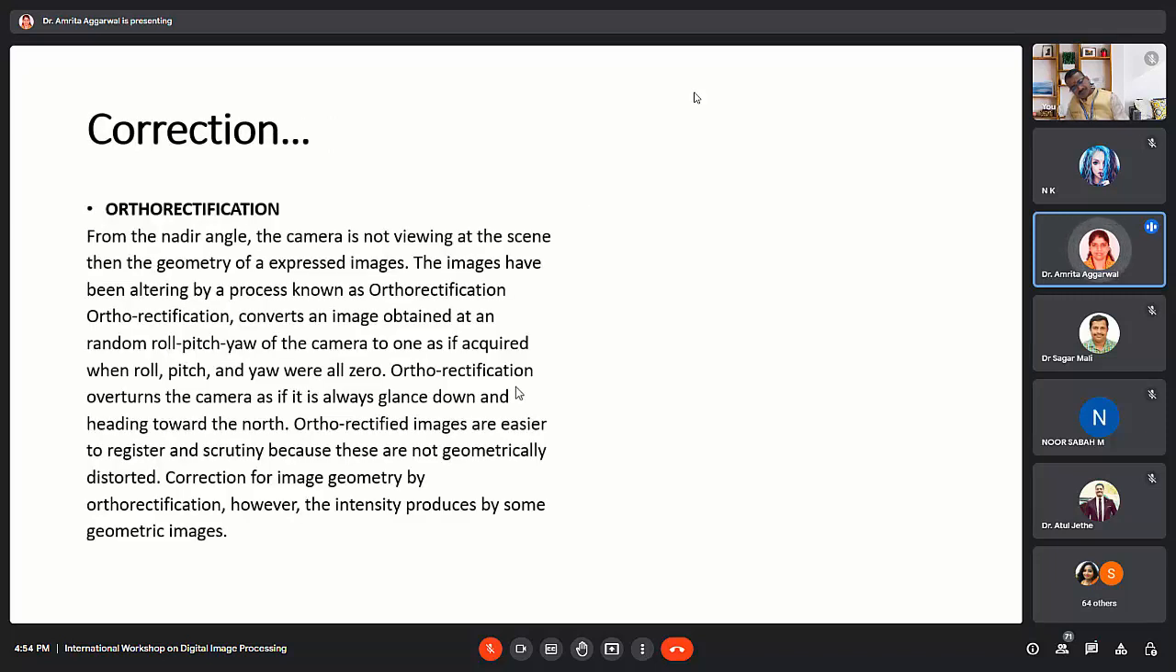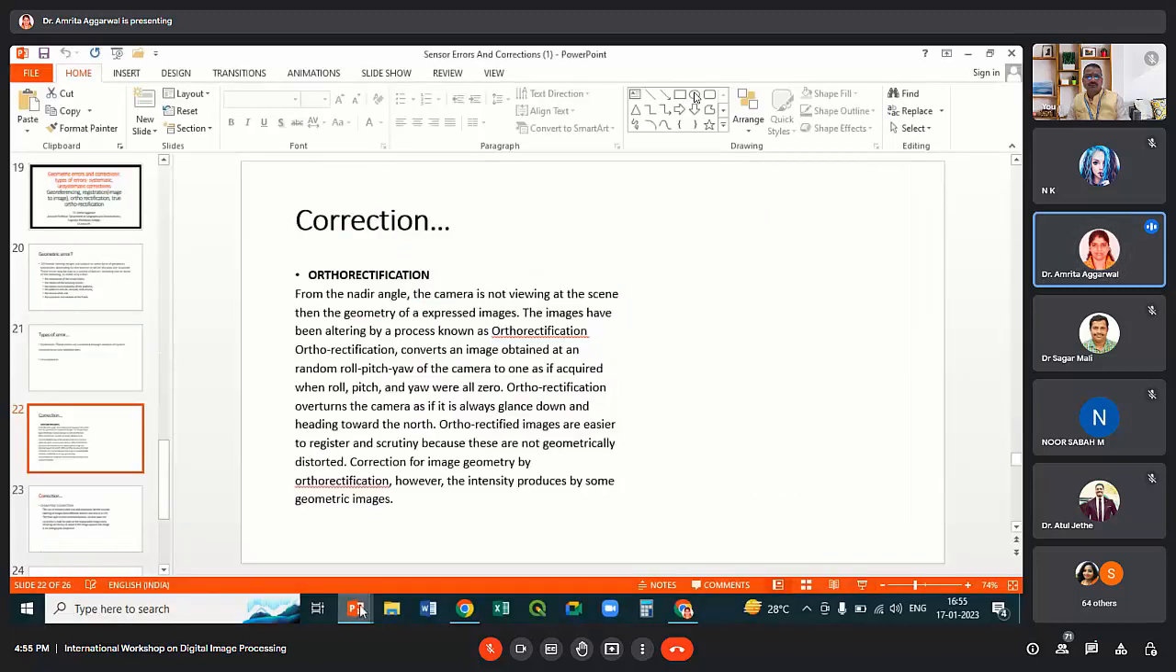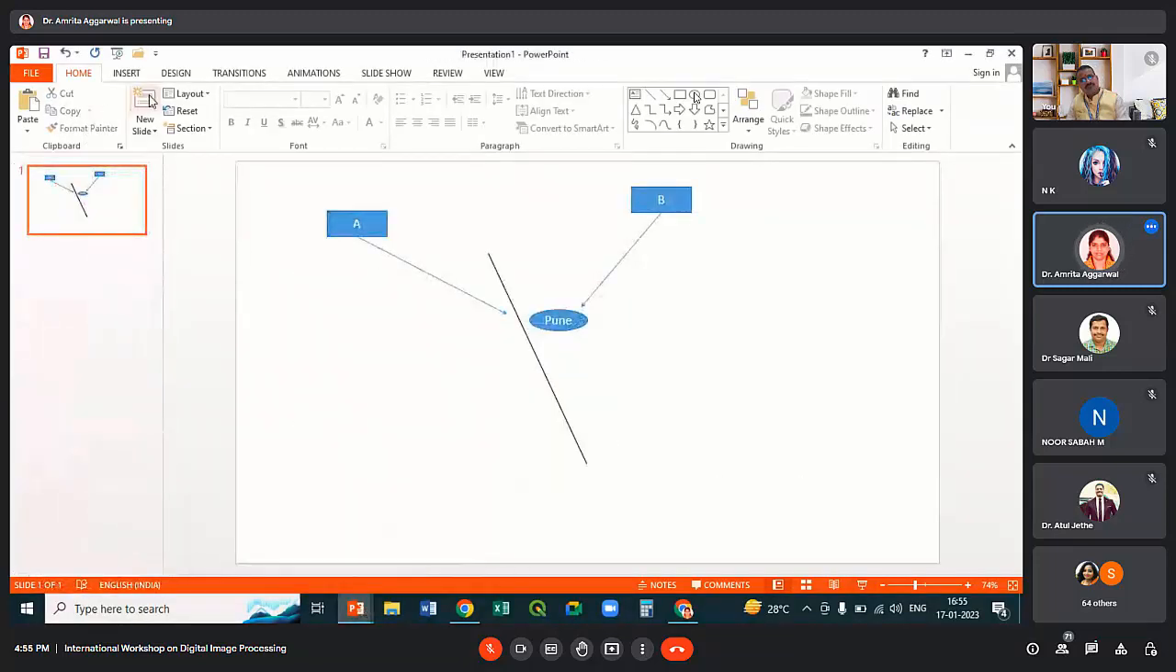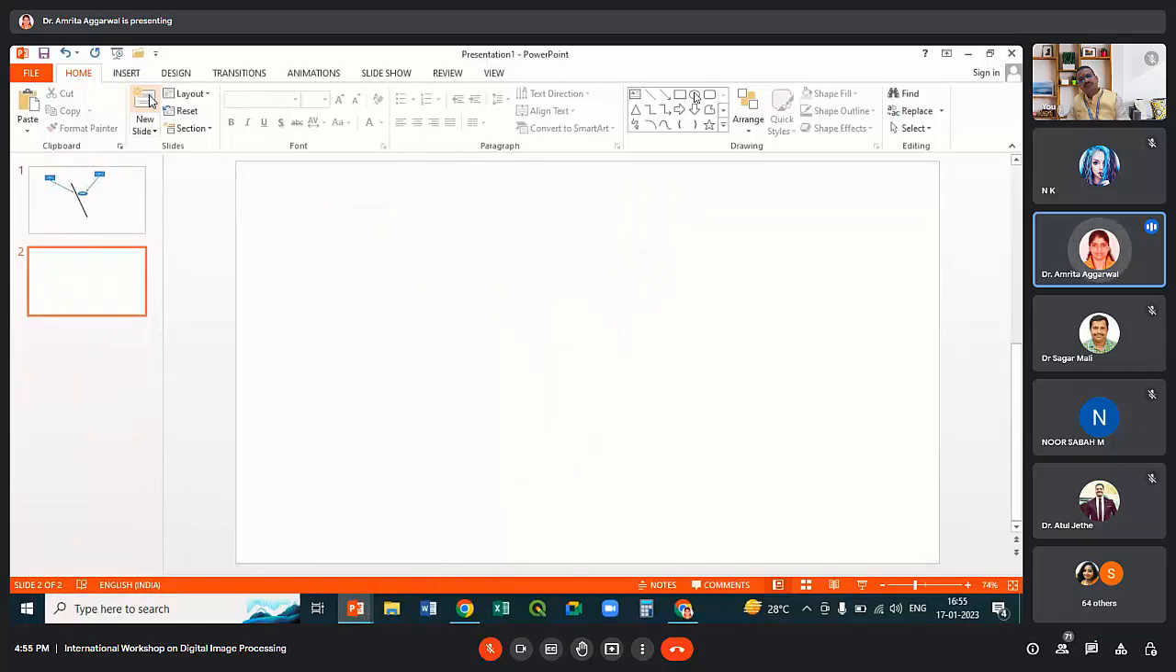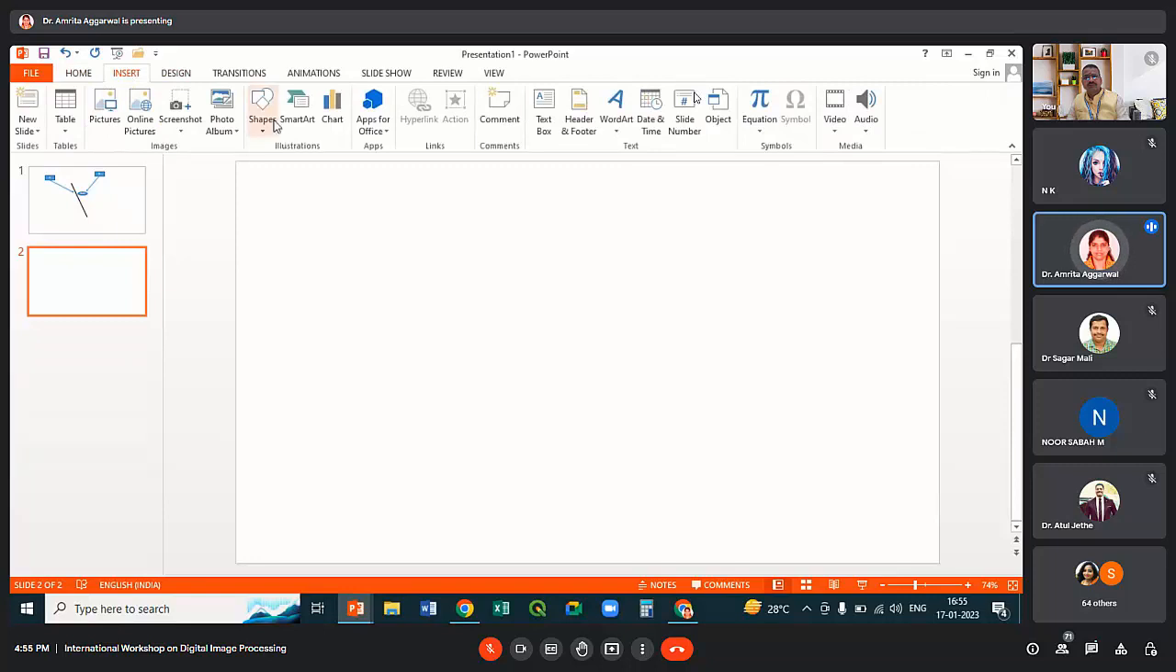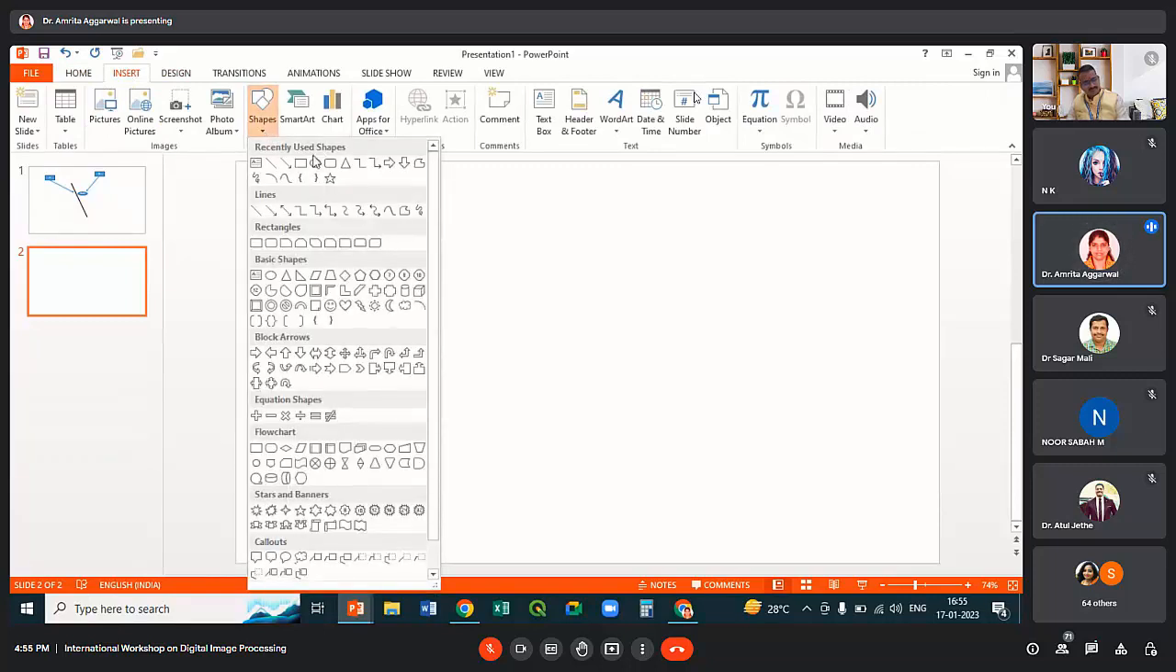Now, how do you correct such geometrical errors? So there is something called ortho-rectification. Now, what is ortho-rectification? There is something called the nadir angle. Now, what is a nadir angle? Let me explain to you what a nadir point is first. That I can explain when I'm making the diagram in front of you, so that it becomes easily understandable.